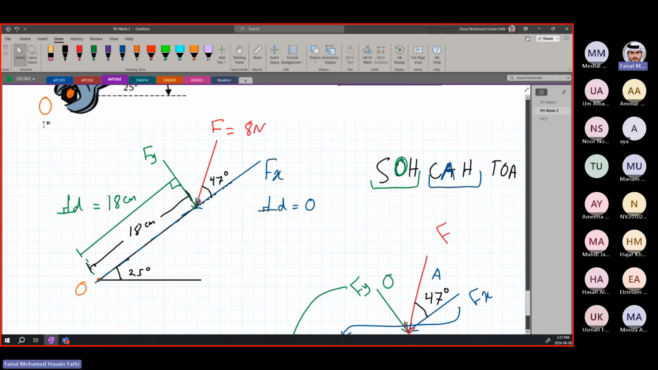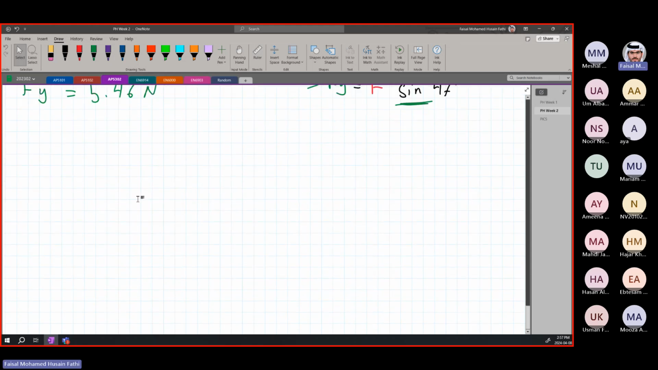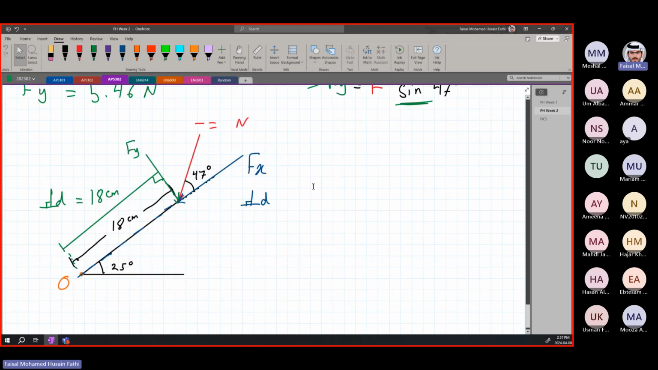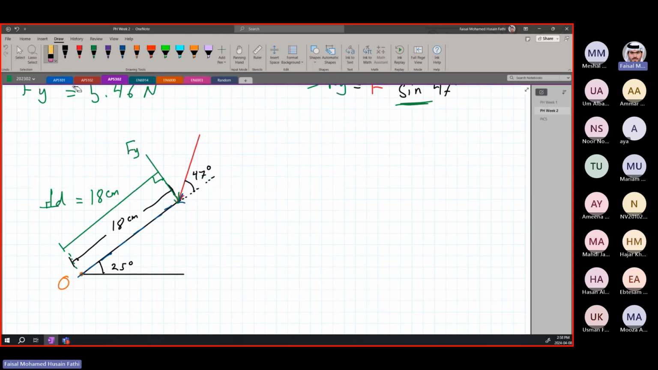Now I'm just going to redraw this again just to show you how this is going to look like. Now, the only thing that matters for the moment, we do not need the red force anymore. We do not need the blue force anymore. All right, we are done with these. We do not need this angle anymore. We just know that we have a force here, Fy, that is causing a moment, and the distance is 18 centimeters, the perpendicular distance from O. All right?